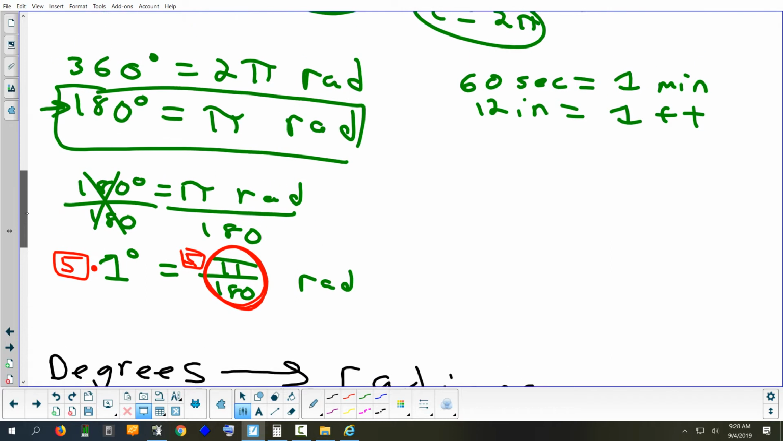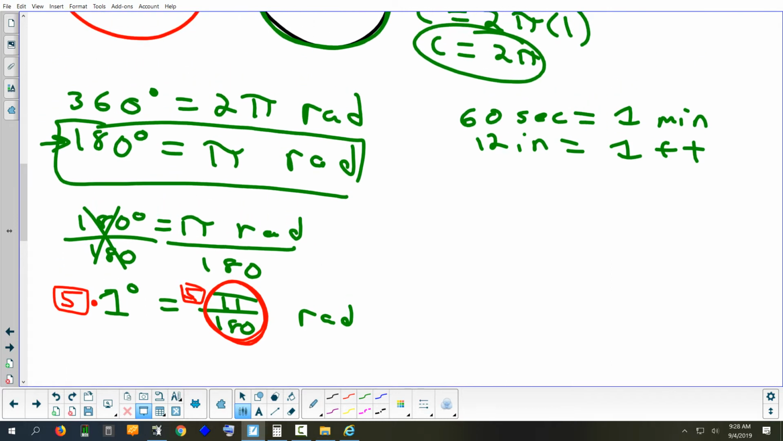Okay, let's go back to this fact we had. 180 degrees equals pi radians. I'm just going to go back over here. Now what I want to do is get a 1 on the other side. So what could I divide each side of this equation by to get a 1 on the right?